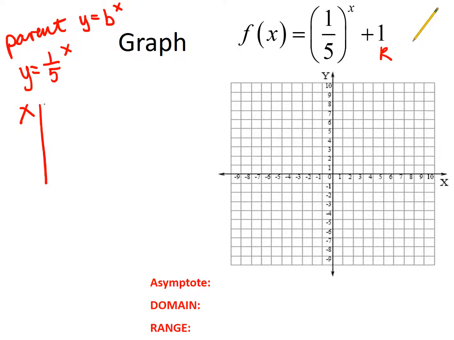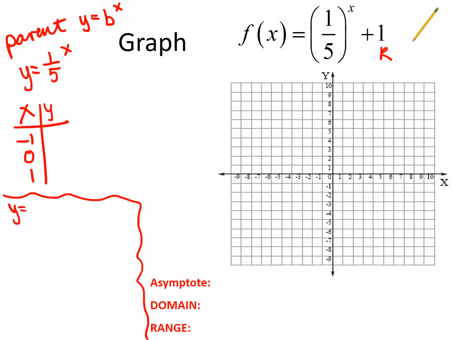So we are going to just have to make our own little parent table. And you guys, when I make these parent tables, I'm just picking x values that I want to, I guess. I'm just kind of guessing, and then I'm plugging them in to find the y value, okay? So I'm just going to try, oh, I don't know, -1, 0, 1. Let's see what happens.